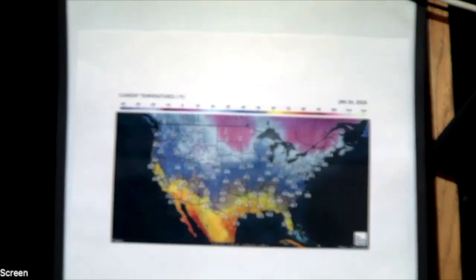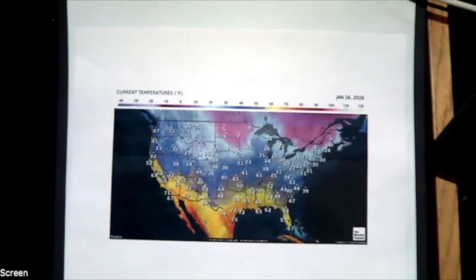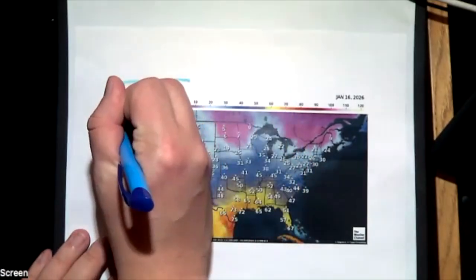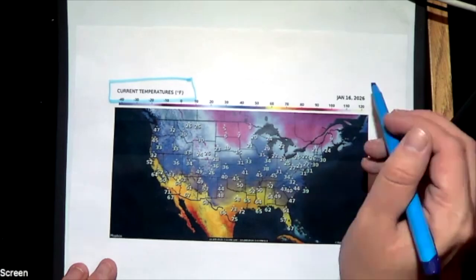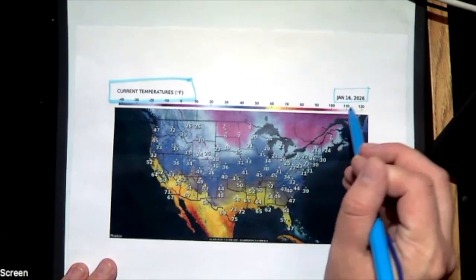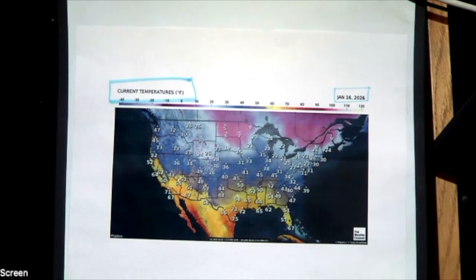Our second map, let's start by looking for a title. Now, I don't actually see a true title on this, but in the upper left, I do see that current temperatures in degree Fahrenheit is listed. That is going to count as our title. There's also going to be a little bit of other information here. We see that it says January 16th, 2026. That means that this is going to be providing information about the current temperatures on January 16th, 2026.